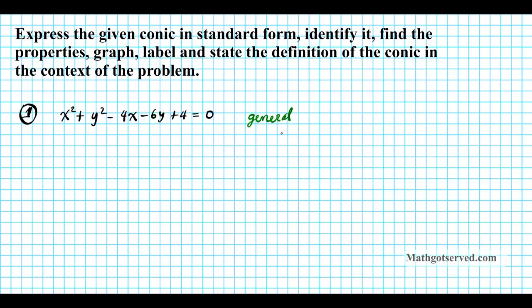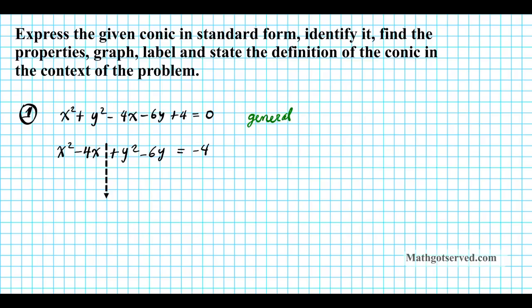The instructions are for us to express it in standard form, and then find the properties and graph. To express this in standard form, we just have to complete the square. To go about that, we'll separate the variables, collect the x's together, x squared minus 4x plus y squared minus 6y, subtract 4 from both sides, equals -4. Now we're going to split our variables into two worlds, the x world and the y world.